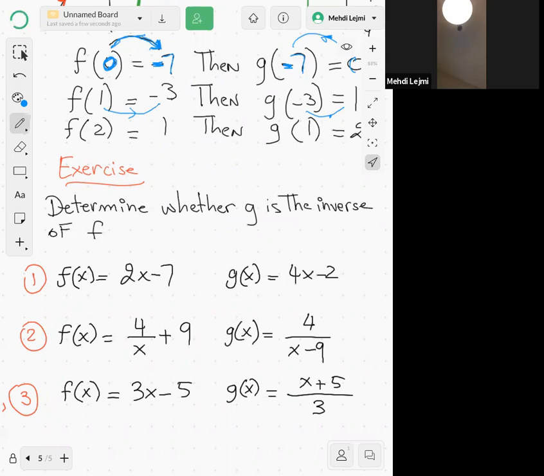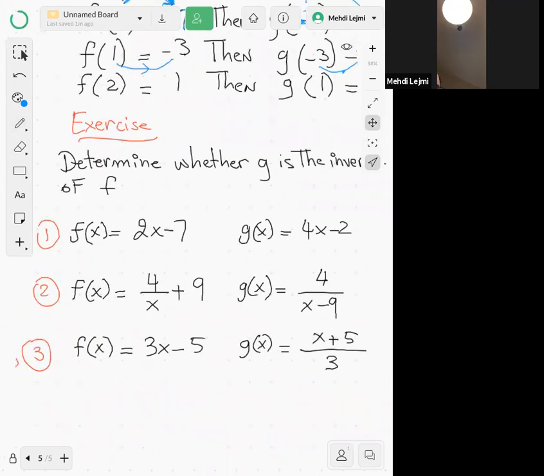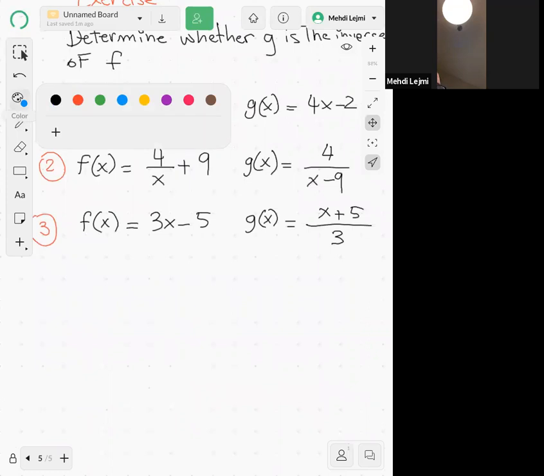So here I have two functions, f and g, and all I'm doing here is just trying to see if g is the inverse of f, okay? But later, after this exercise, I'm going to show you how to find, given a random function f, the inverse g of f. Anyway, so let's go over this exercise.